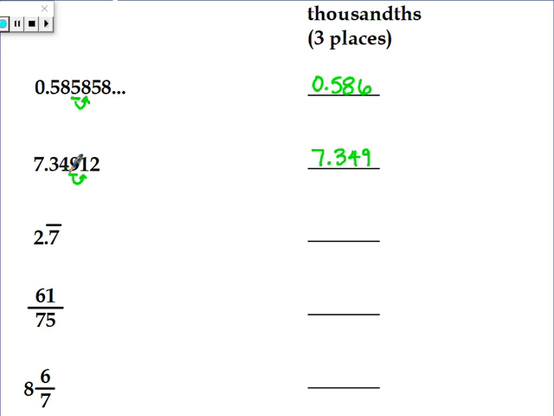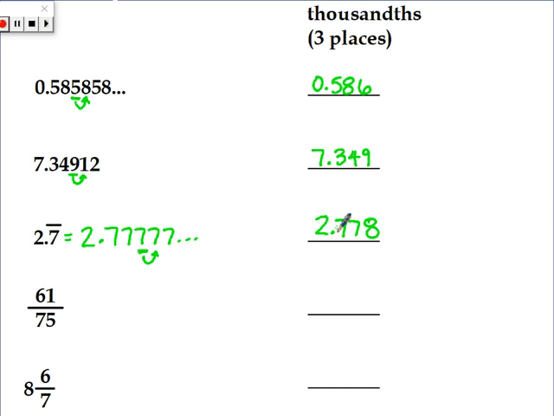And notice everything before that is always going to stay the same. 7.34 before that number is not going to change. Same thing here, 0.58, not going to change. When you're rounding, the only thing that changes, maybe, is that number. So when I'm looking at the third one, I already know my answer is going to be 2.77. That's not going to change. Just this third one may or may not change. In this case, it is, because the 7 will change it to an 8. But I know those first numbers are not going to change.